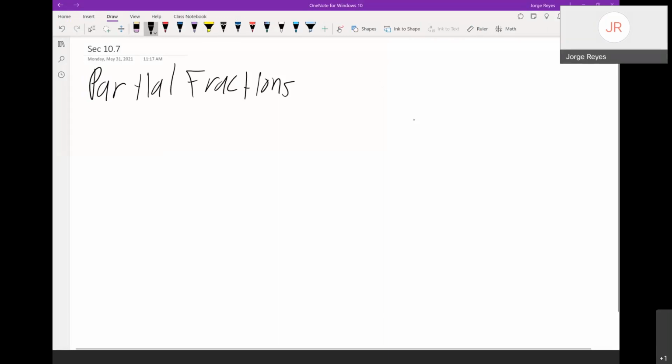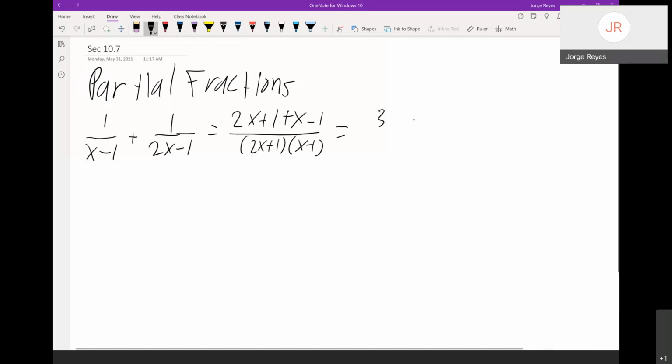Basically, we remember back in chapter 1 we learned how to add fractions. So if I gave you this thing, you could add it. You would find a common denominator, multiply both of them together and simplify the top, and you get 2x squared minus x minus 1. So we remember how to do this.